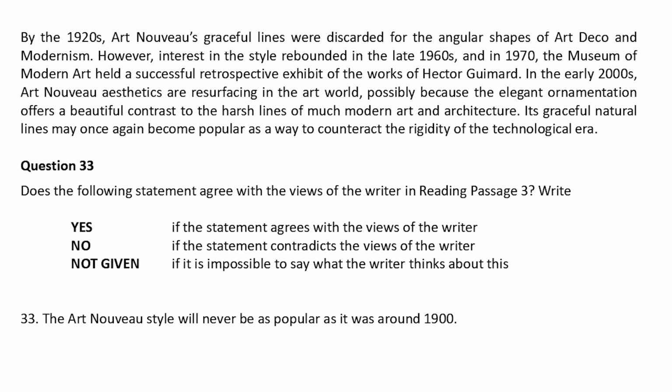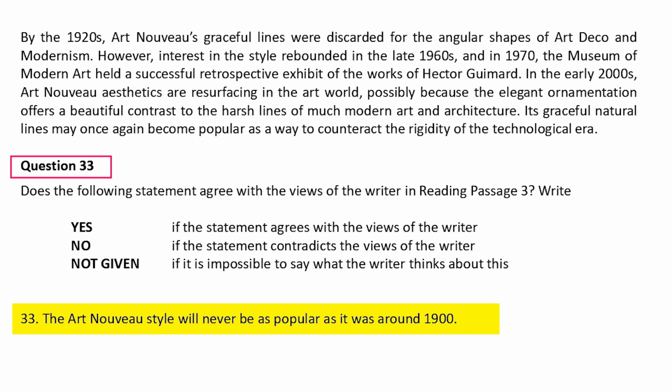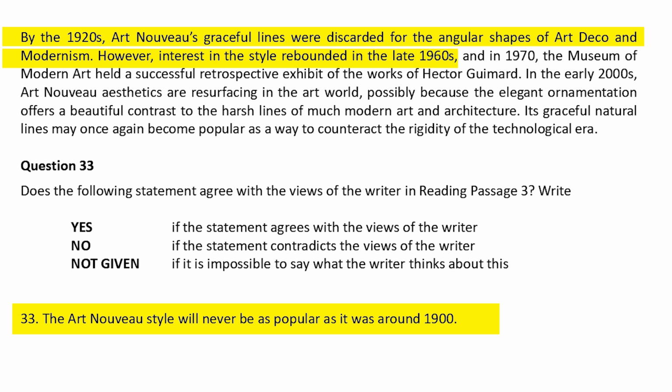And now let's take a look at question 33. The Art Nouveau style will never be as popular as it was around 1900. Let's see what the passage says. In the final paragraph, we're told, by the 1920s, Art Nouveau's graceful lines were discarded for the angular shapes of Art Deco and modernism. But then it goes on to say, interest in the style rebounded in the late 1960s, and that in the early 2000s, Art Nouveau aesthetics are resurfacing in the art world.